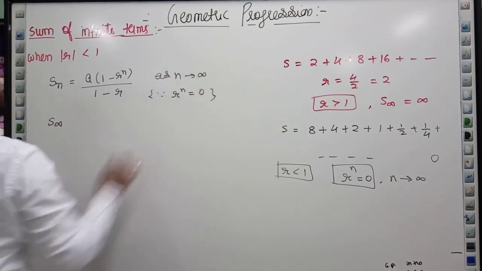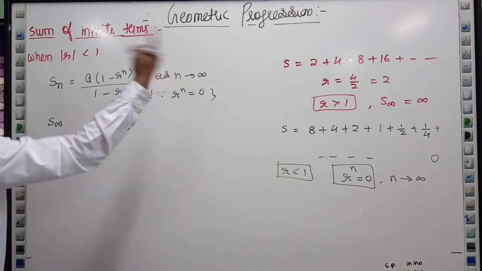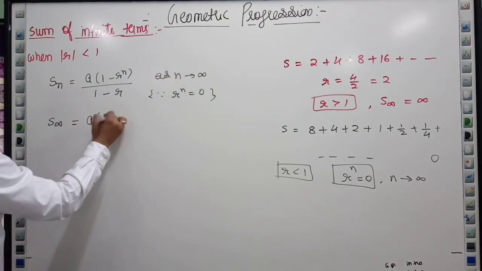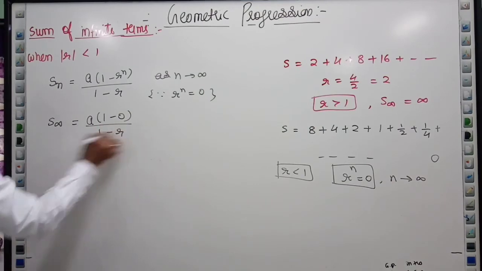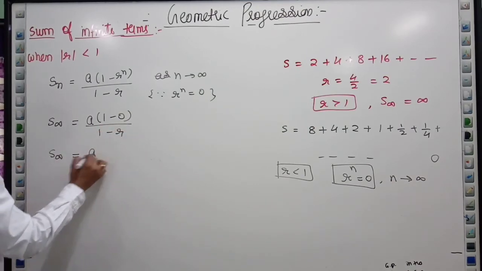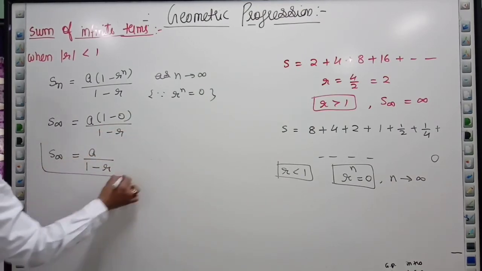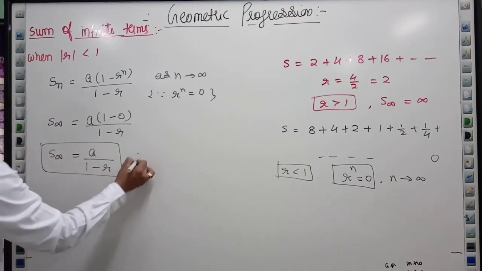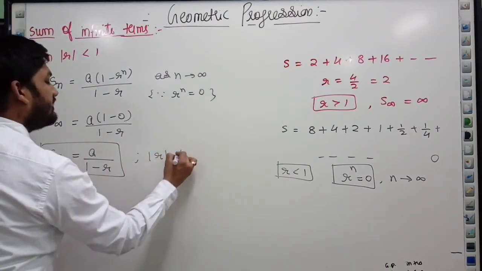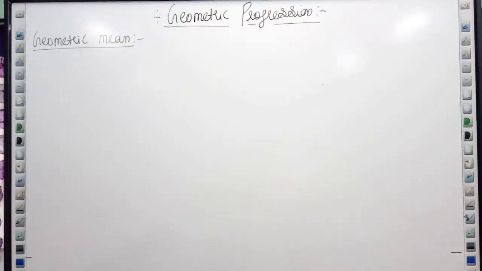You will understand the meaning of tending when you study limits later. So S infinity = a(1 - 0)/(1 - r) = a/(1 - r). This is the formula for infinite terms, and it can be calculated only when mod of r is less than 1.